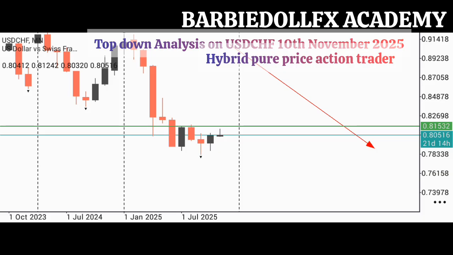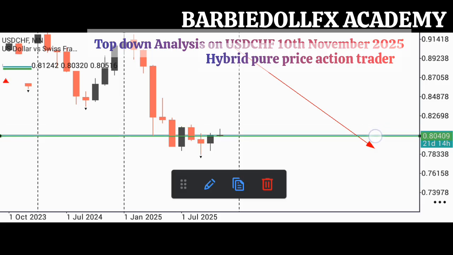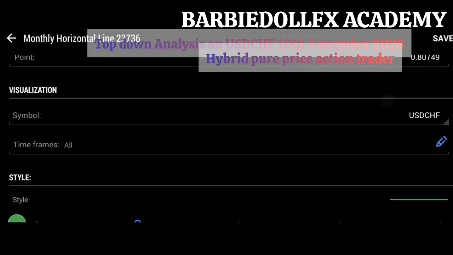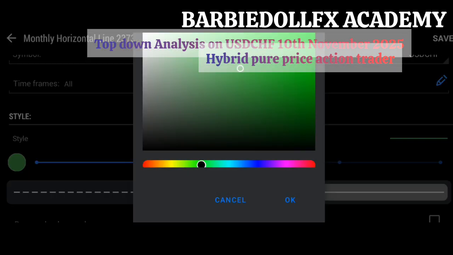So let's go through how I do my top-down analysis once again. I'll get my horizontal line and mark the previous high here. This is the candle that closes before this month of November. This is the October candle. So I'll mark the high. I always include the week.